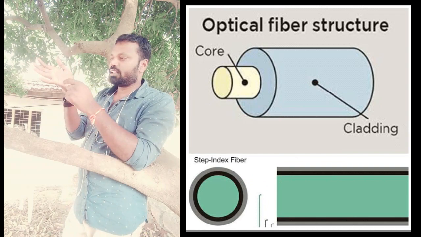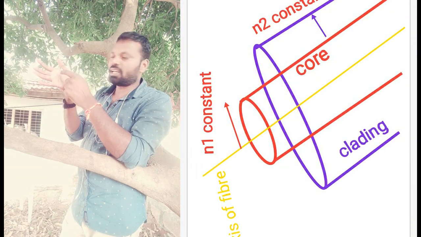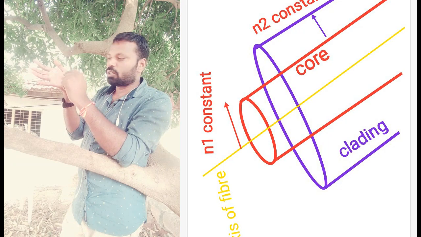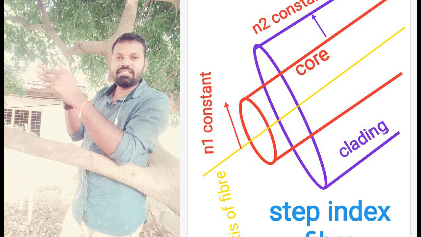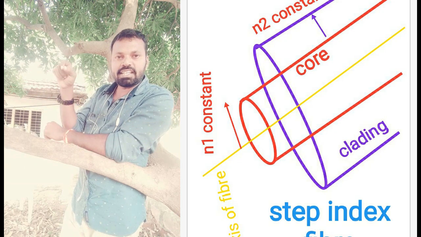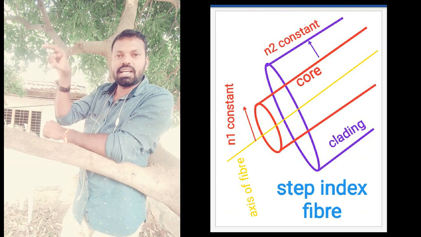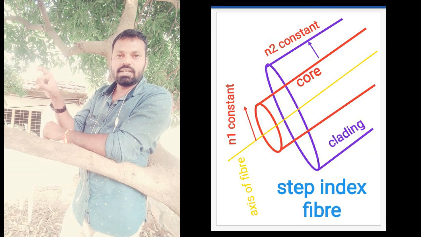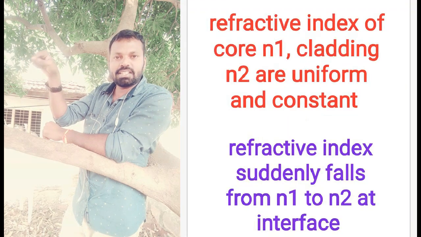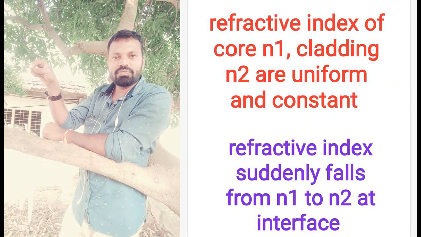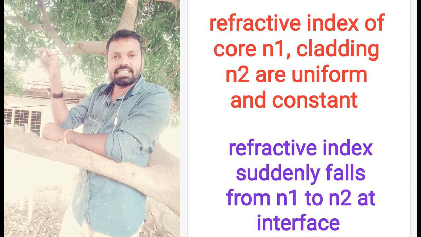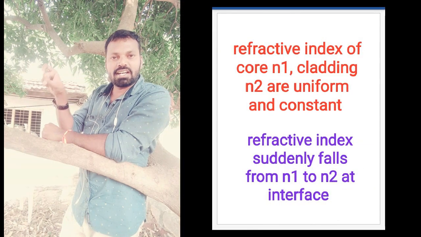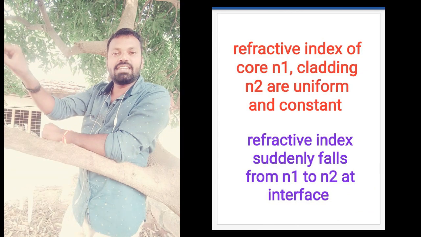See here, the inner structure of the optical fiber. This is the core. Above that, cladding is there. Core refractive index is N1, cladding refractive index is N2. From the center of the core towards the end of the core, the refractive index N1 is constant, and at the end of the core, that means the interface between core and cladding, suddenly refractive index N1 falls down to N2, and now N2 is constant throughout the cladding till the end of the cladding.